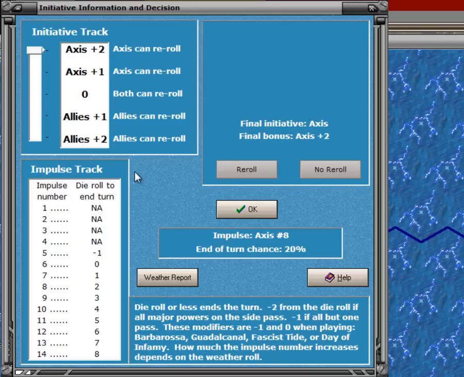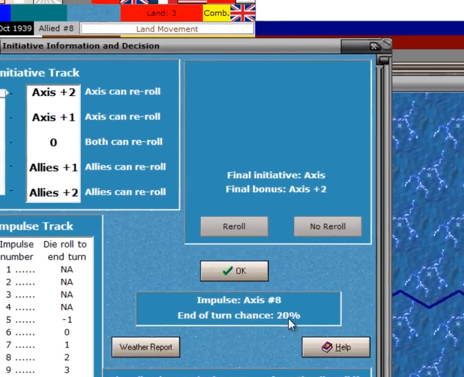The other major section in this form is the impulse track. The current impulse here is 8. Axis is the phasing side. And if we go down here and look at an 8, we see a 2 will end the turn. So if a die roll of 1 or 2 is made at the end of the impulse, then the turn will end and we'll go on to the next turn. So the chance of ending the turn is 20% right now.